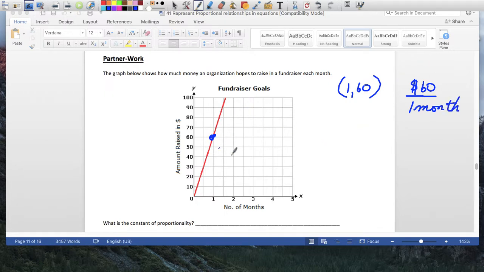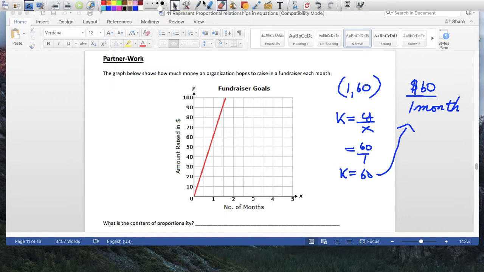Another way of finding a unit rate would be to use what you've been using, k equals y over x. Obviously, the money is the y, and the x is the number of months. So it'd be 60 over 1, and your k would be 60. Knowing that k equals 60, you can write the unit rate. So what's the constant of proportionality? We already did that, and that is 60.